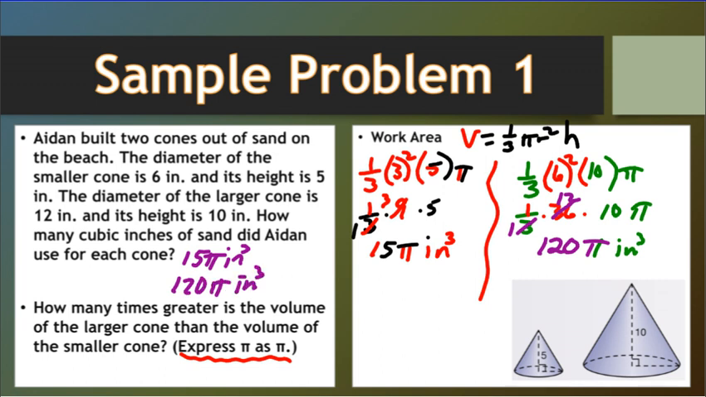The last question is, how many times greater is the volume of the larger cone than the volume of the smaller cone? So for that one, we would do 120 pi divided by 15 pi. And that would give us an answer of 8. So it is 8 times larger.